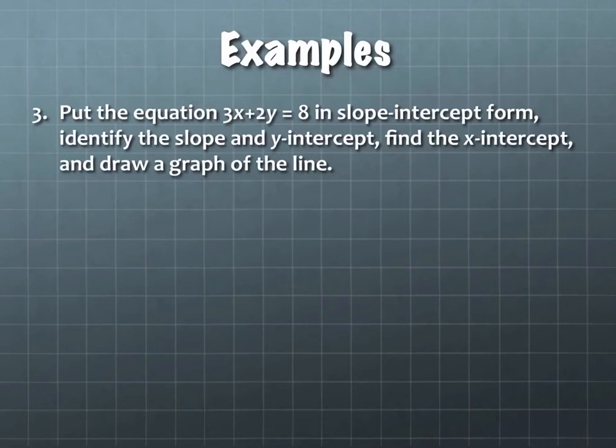So it's wanting us to take this equation and put it into slope-intercept form, and then figure out what is the slope, what is the y-intercept, what is the x-intercept, and then draw a graph. So we got a lot to do. We're going to start with the slope-intercept form part of it. 3x plus 2y equals 8. What would I do first to get this into slope-intercept form?